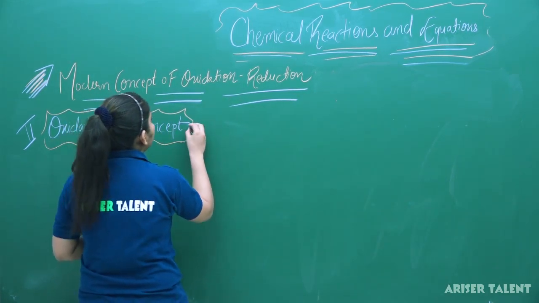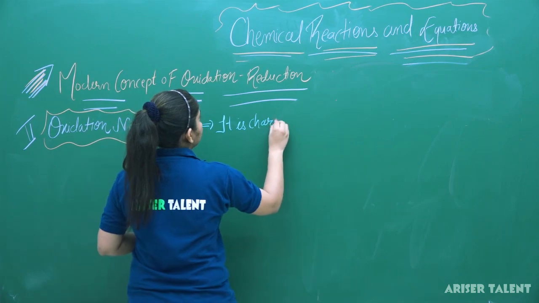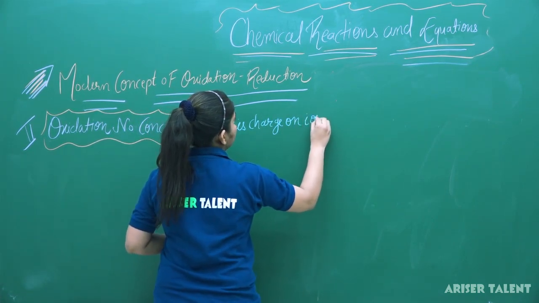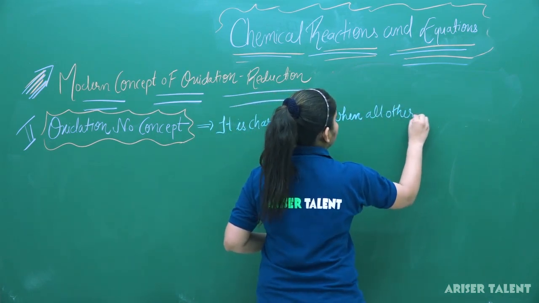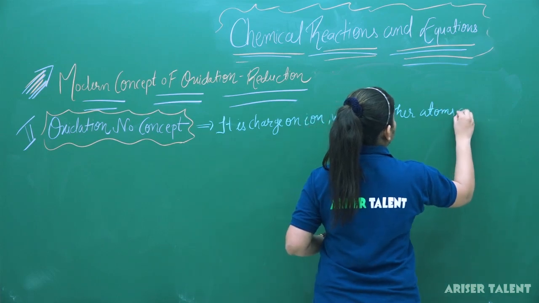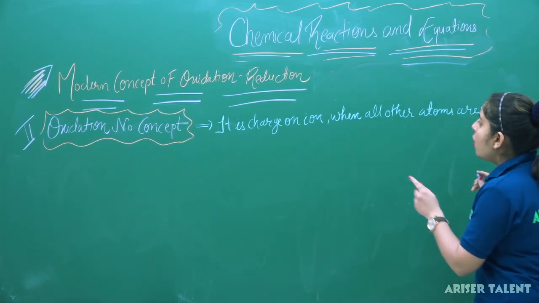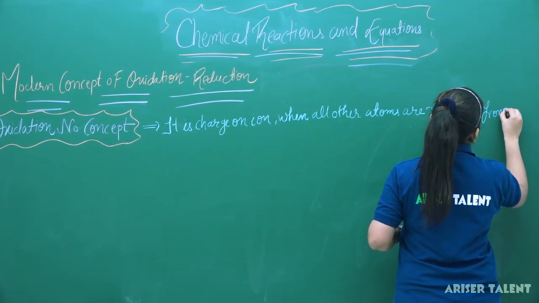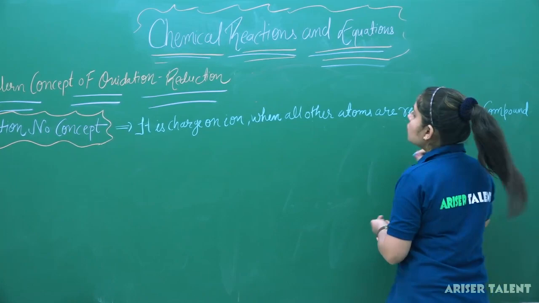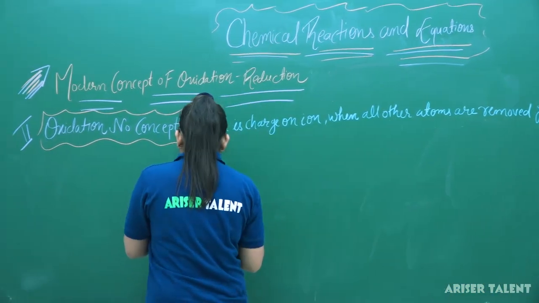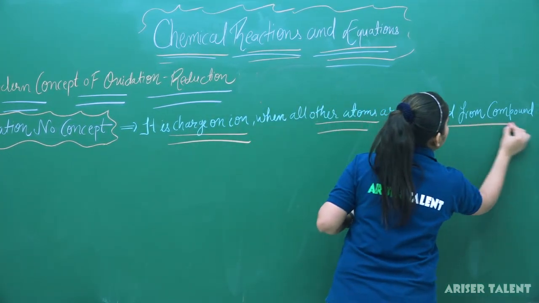That we have discussed in our previous class, that it is the charge on the ion when all other atoms are removed from the compound. So this will be the definition for oxidation number. It is basically a charge on the ion when all the other atoms are removed from the compound.